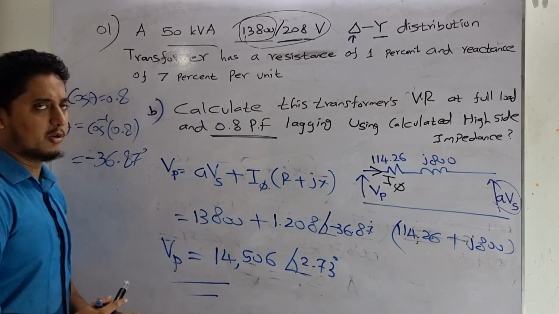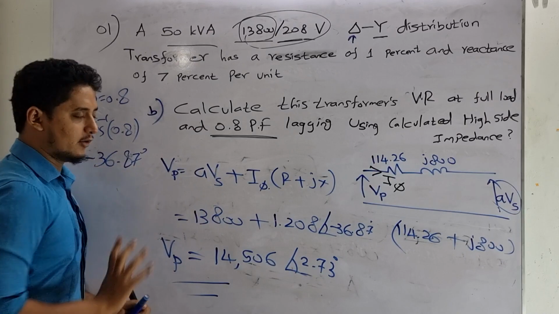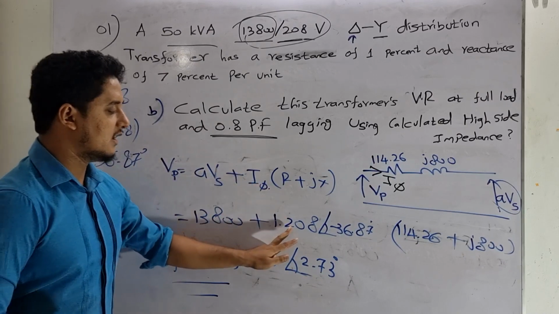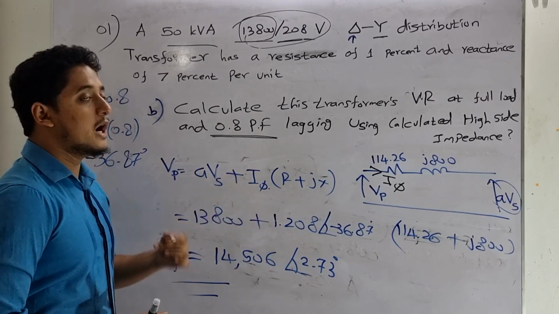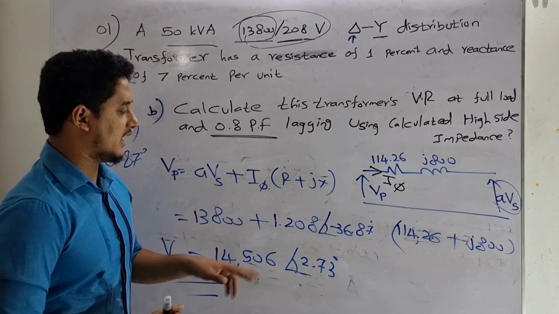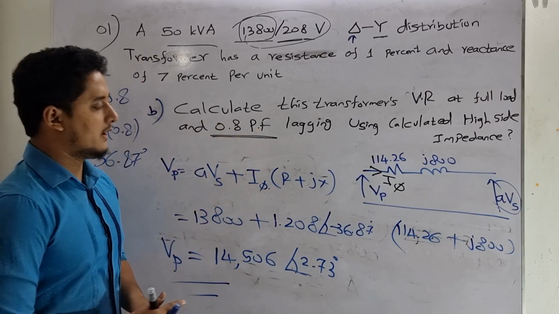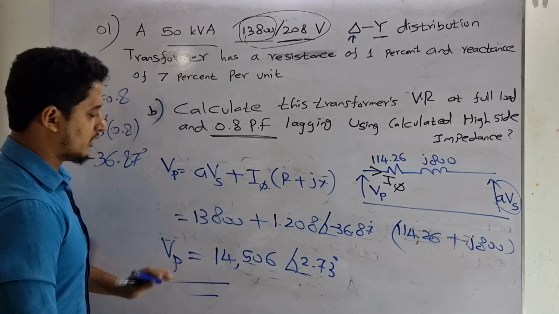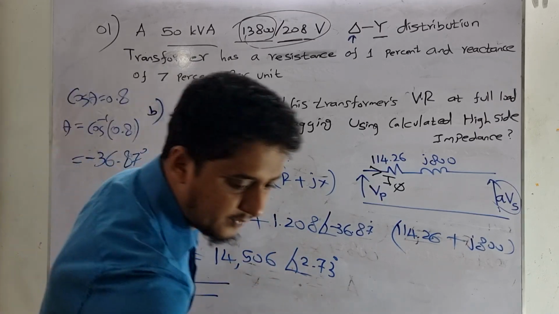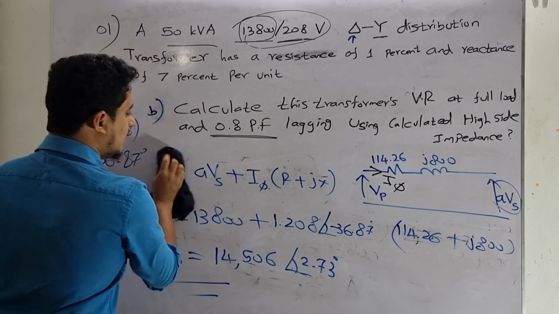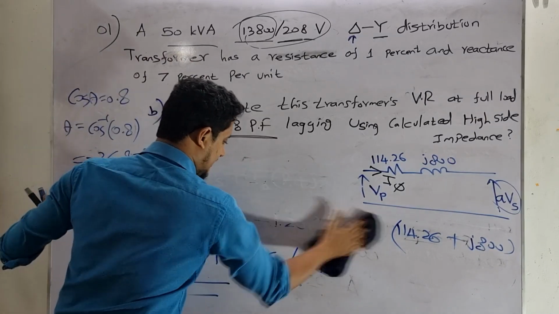Okay, I got the idea about this. So A into Vs is calculated. Phase current, here we have to consider the power factor angle. So we can calculate the power factor angle using the power factor. Okay. So then after we have calculated the input voltage. Okay. Now we will calculate the voltage regulation.